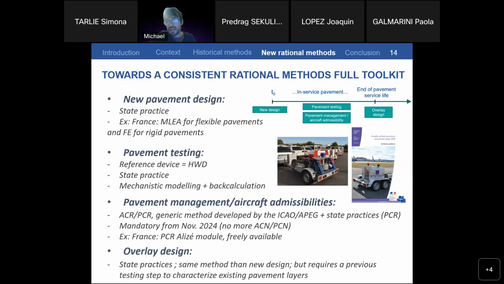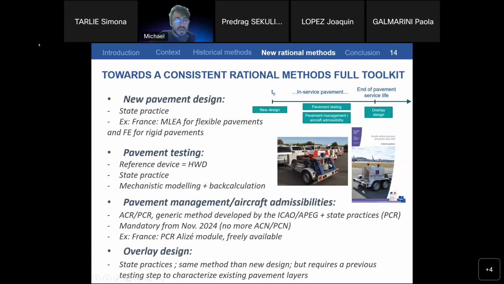I will not enter into the detail on that, but you have a lot of documentation on the HWD, and if you want, you have guidance on the STAC website. Now about the pavement management and aircraft admissibilities, you have the ACR-PCR method. So you have a generic method developed by the APEG, the Airfield Pavement Expert Group from the ICAO. And you also have state practices to decline it. For instance, in France, you have a specific state practice about the rigid PCR.